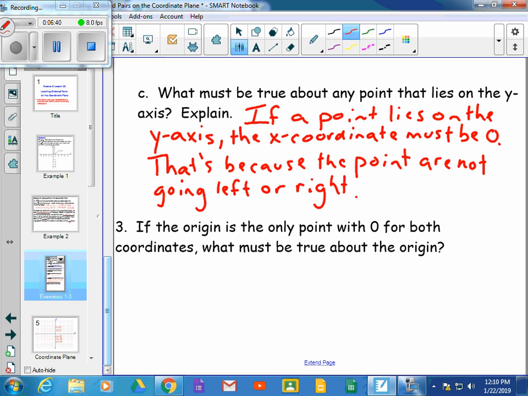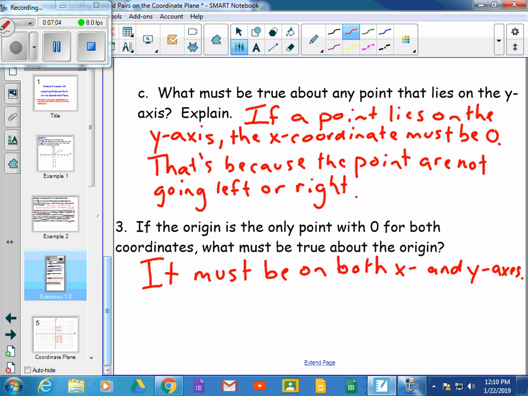Now, question number 3. If the origin is the only point with 0 for both coordinates, what must be true about the origin? Well, that means it must be on both x and y axes.